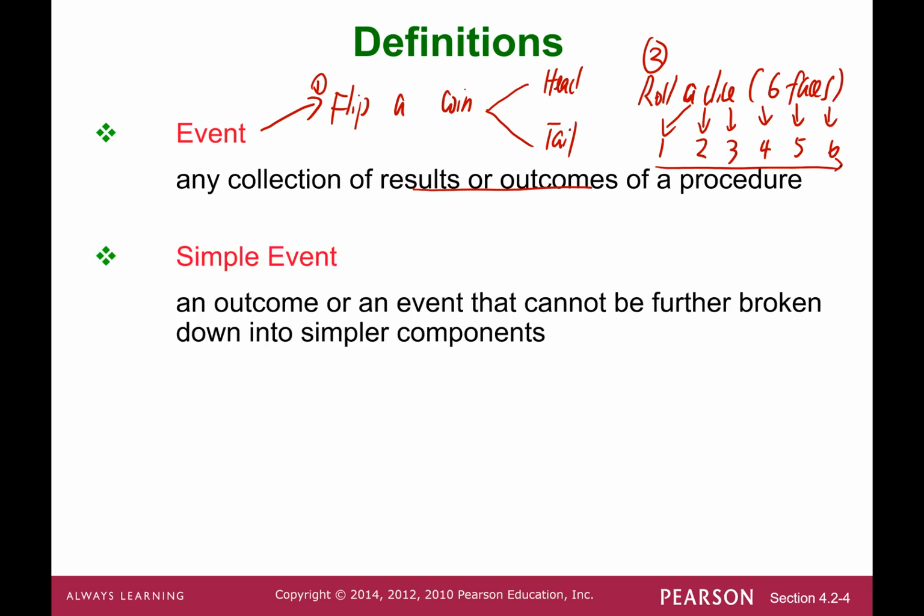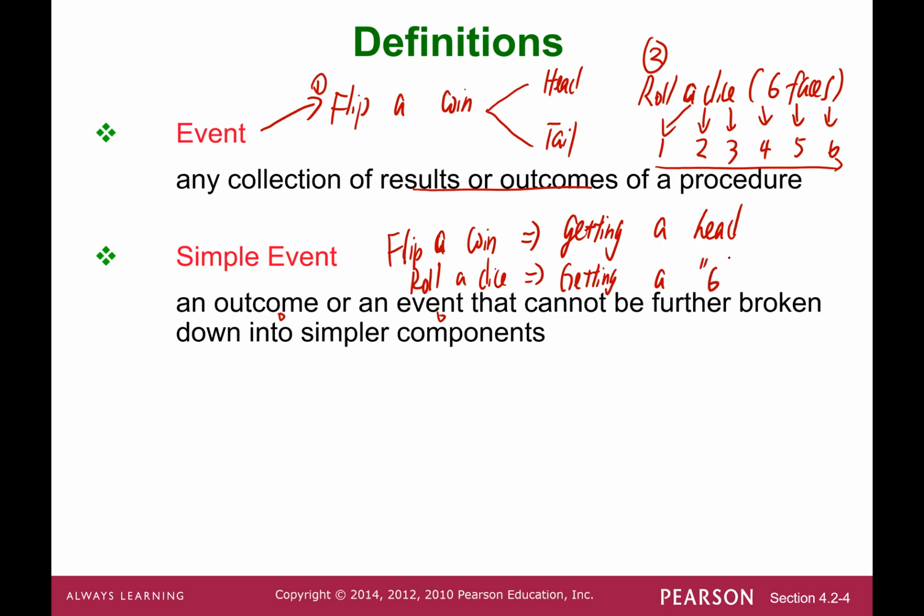A simple event is an outcome or event that cannot be further broken down into simpler components. For example, flip a coin and get a head. This is a simple event. Flip a coin, getting a head, definitely a simple event. Or rolling a dice, getting a number 6. This is also a simple event.